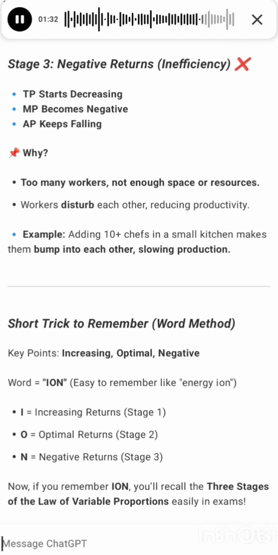Short trick to remember. Key points: increasing, optimal, negative. Word ION, easy to remember like energy ion. I equals increasing returns, stage 1. O equals optimal returns, stage 2. N equals negative returns, stage 3. Now, if you remember ION, you'll recall the 3 stages of the law of variable proportions easily in exams.